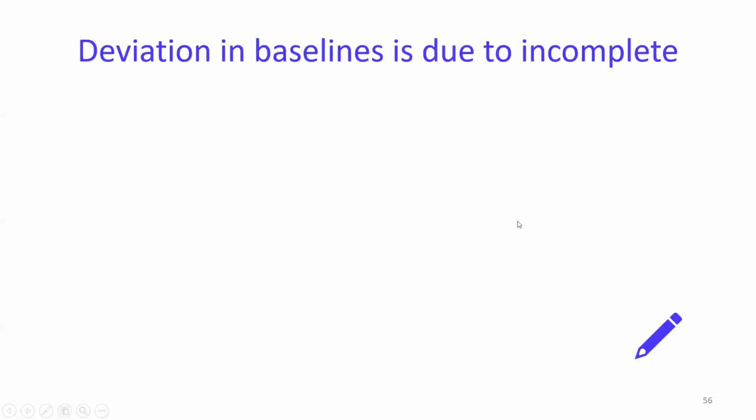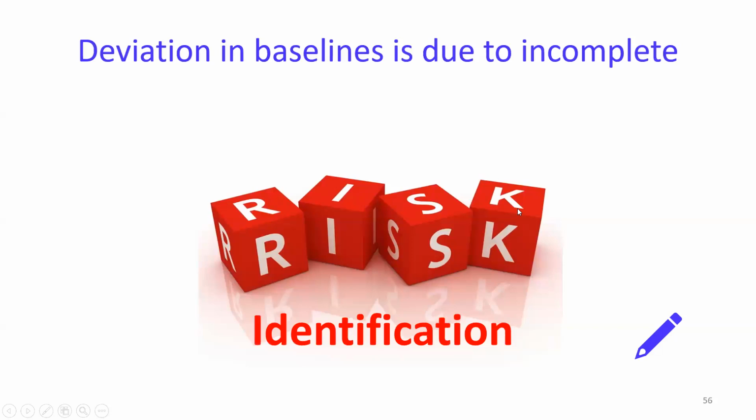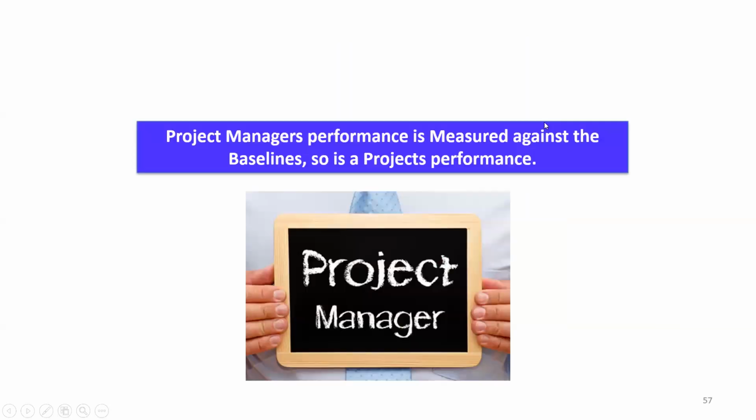Deviation from the baseline is due to incomplete risk identification. Always remember this. So you identify all those plans, you prepare all the 9 plans, and then you have to do a reiteration of risk identification. Then you'll make a better plan. The project manager's performance is measured against the baseline, and so is the project performance. You will be tested based on how you take care of the baselines and how you are managing the project. So any impact to the baseline is also an impact to your own performance.